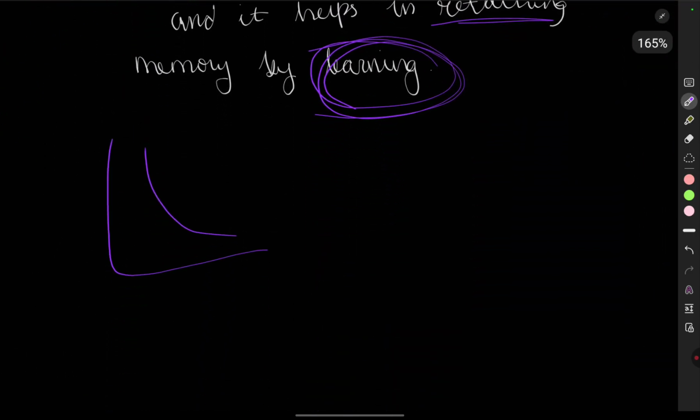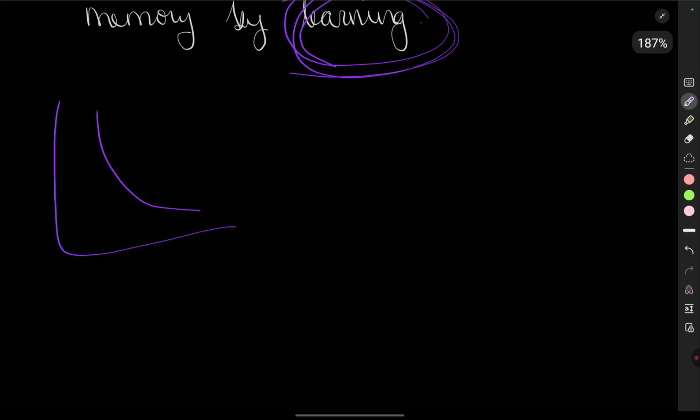So the next chapter will be on neurotransmitters, the types of neurotransmitters, the inhibitory, the excitatory, etc.